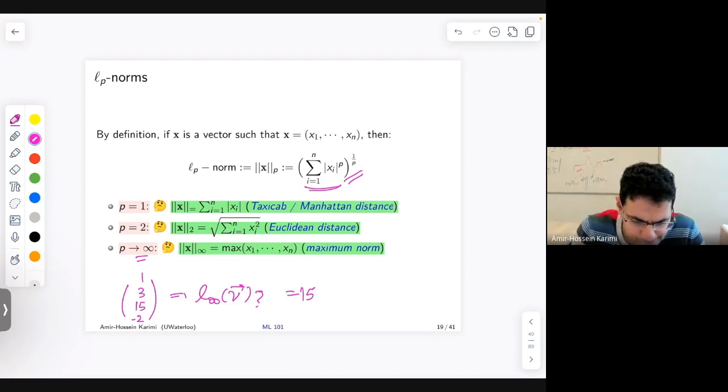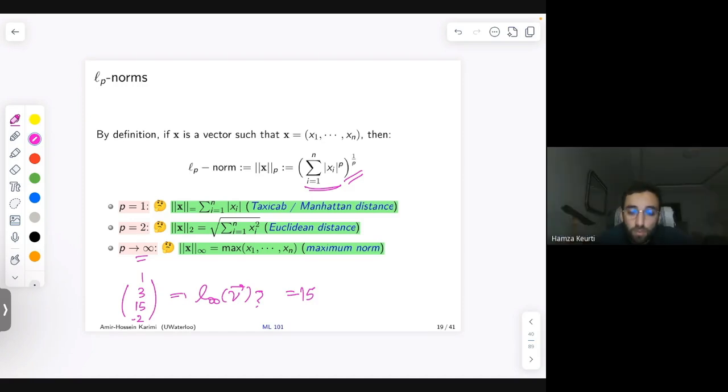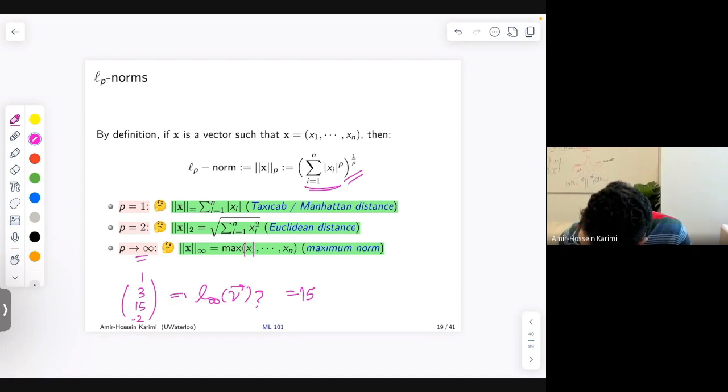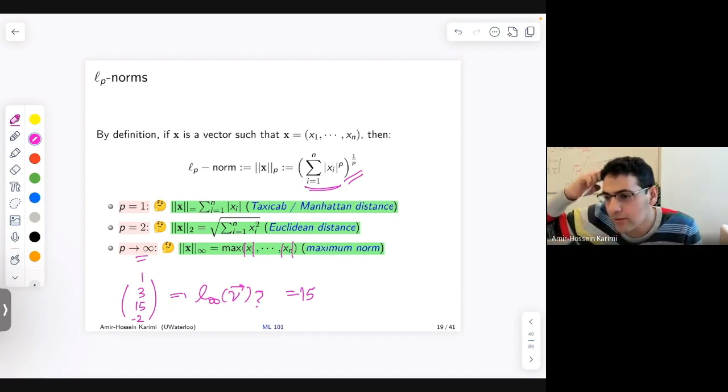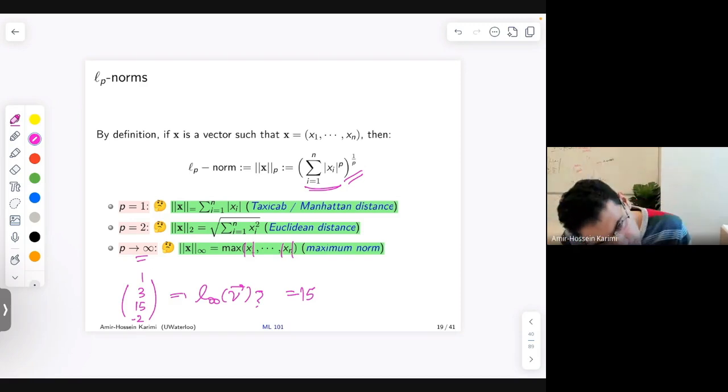Yes, Hamza. Maybe it's a typo, but for the maximum norm, you should also take the absolute value, right? Yes, you're absolutely right. It's the maximum of the absolute values of these instances. Right, because the absolute value is here.